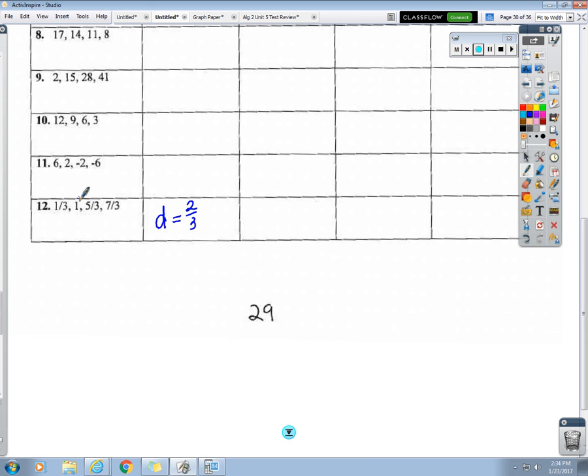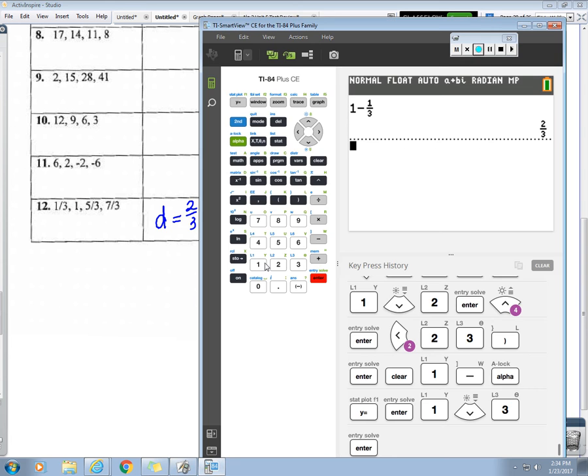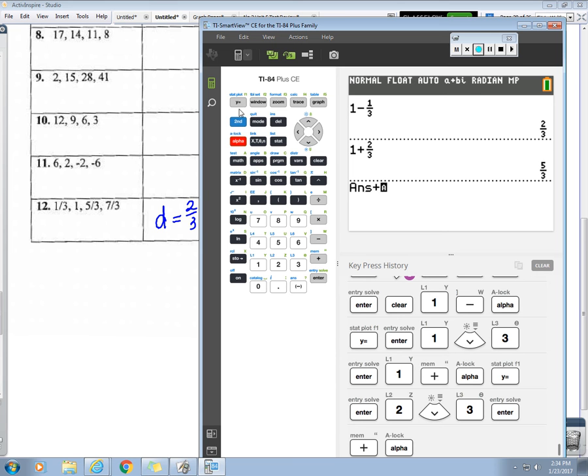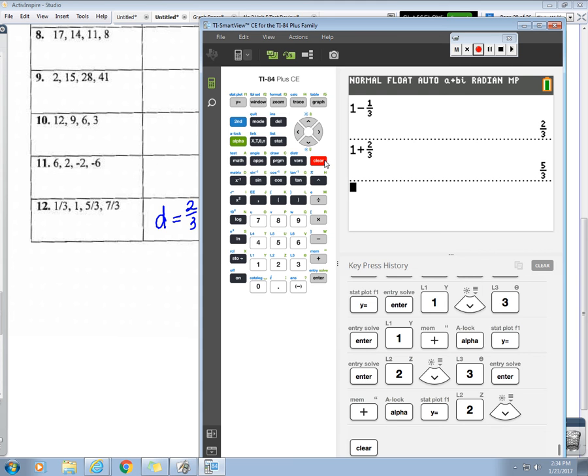Well, let's see if that pattern continues. Let's type in 1 plus 2/3 and see if it takes us to 5/3. Shh, be quiet. And 1 plus 2/3, 5/3? And isn't 5/3 plus 2/3 going to give you 7/3? So you can see that they're each going up by 2/3.